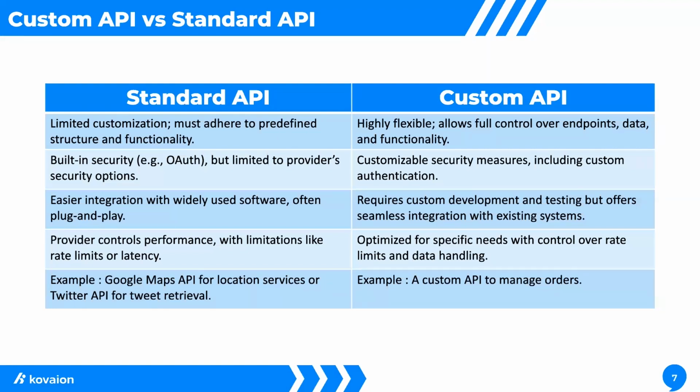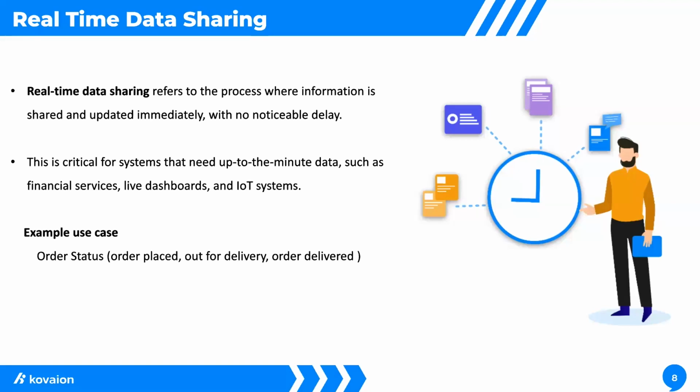The most common example of a standard API is the Google Maps API for location services. These Google Maps APIs are already delivered ones. We can't make any changes there. We just consume the API and use it. And coming to the custom API, with custom APIs we can customize whatever we want.